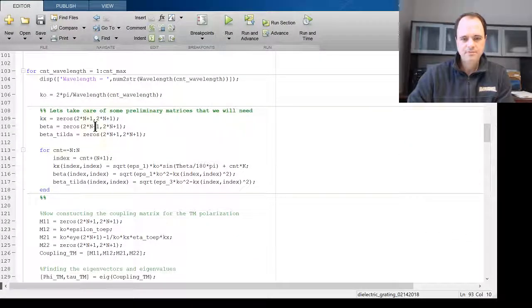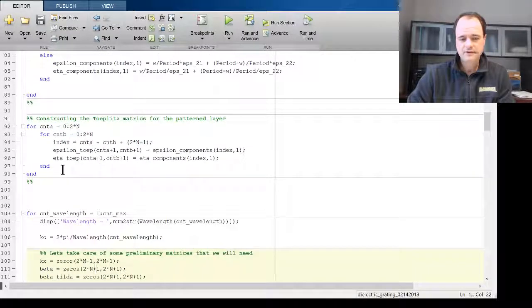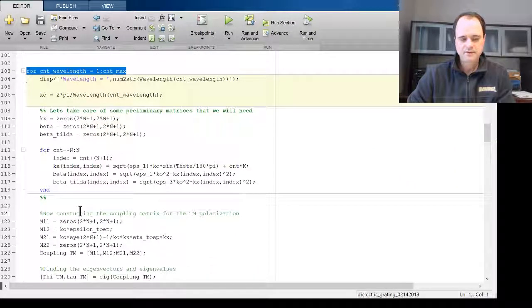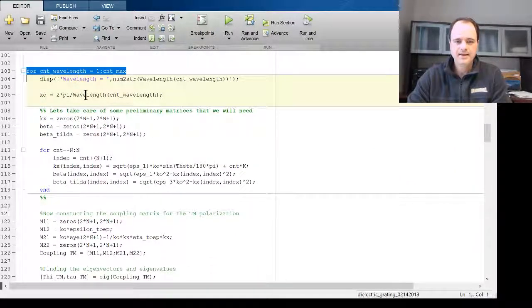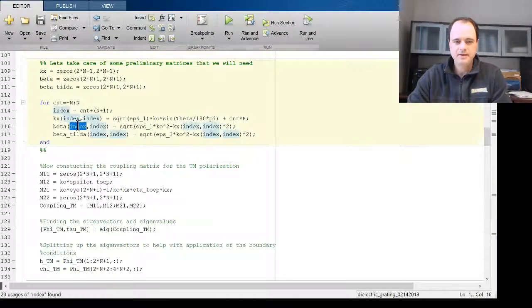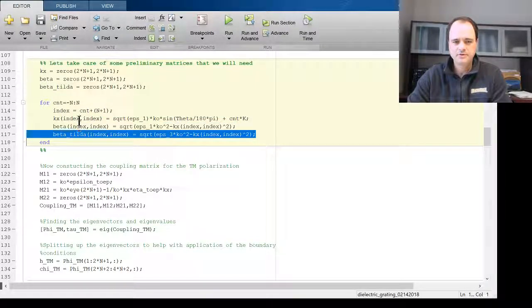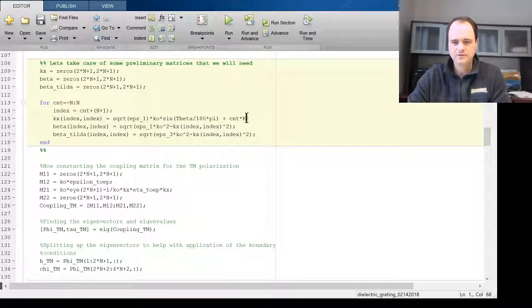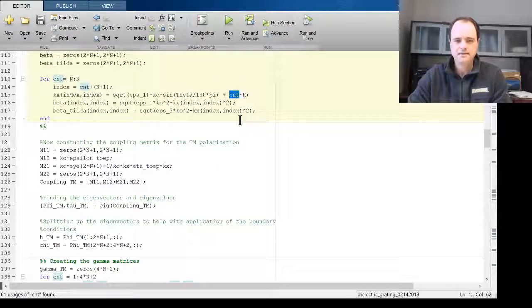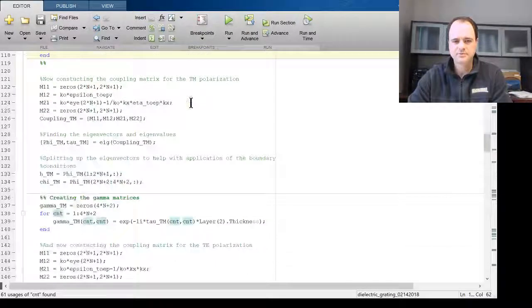And now, once I have the Toeplitz matrix, that doesn't depend on wavelength, so I can do that all outside of the wavelength scan. Wavelength scan starts right there, and now I start the wavelength scan, and I first find my betas for the superstrate, betas for the substrate, and my kx. This is where Foucault's theorem comes in. This is my kx. This is my CNT in this for loop, my M in the notes. All right. So I found kx, my beta tilde, beta for superstrate, beta for the substrate.